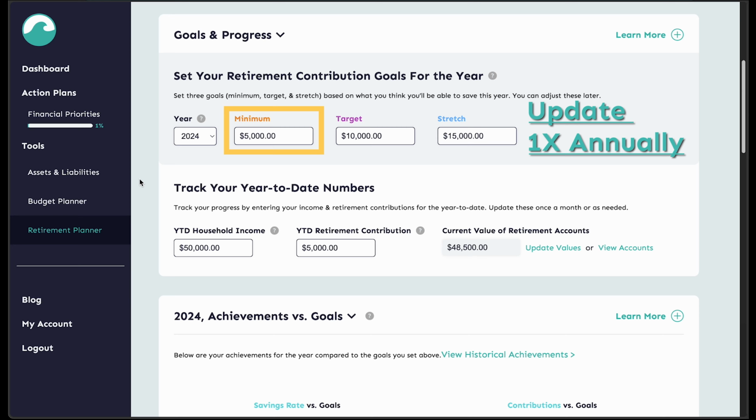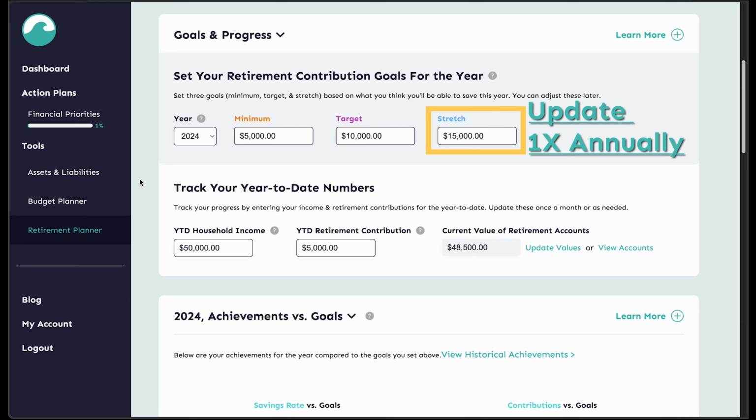The minimum number is the lowest amount you hope to save this year. Obviously, if you lose your job or something like that, this number might go out the window. But when you set this goal, you should think of this number as "no matter what, I'm going to do my best to save at least this much this year." Your target number is your real goal. Think of this number as "under normal circumstances, I should be able to save this much." Your stretch number is your best case scenario savings goal for the year.